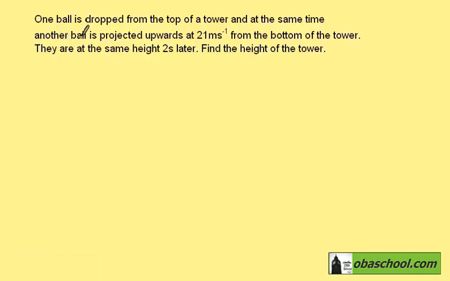One ball is dropped from the top of a tower, and at the same time another ball is projected upwards at 21 meters per second from the bottom of the tower. They are at the same height 2 seconds later. We want to find the height of the tower.